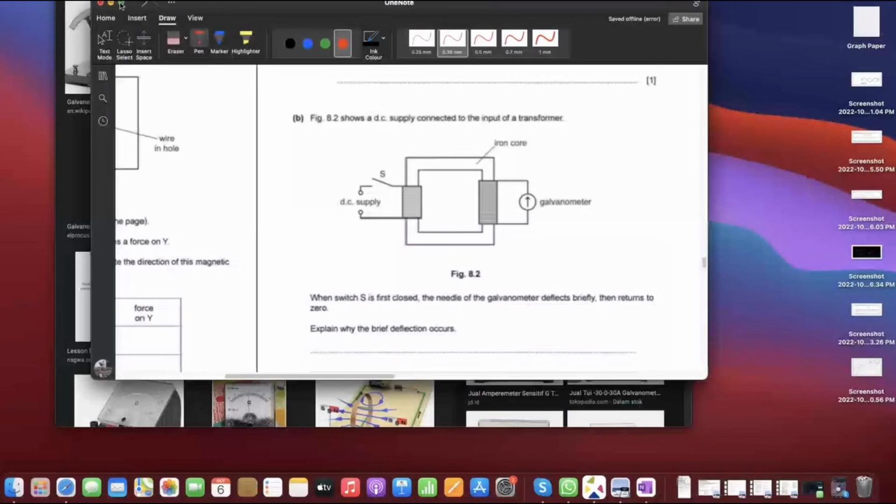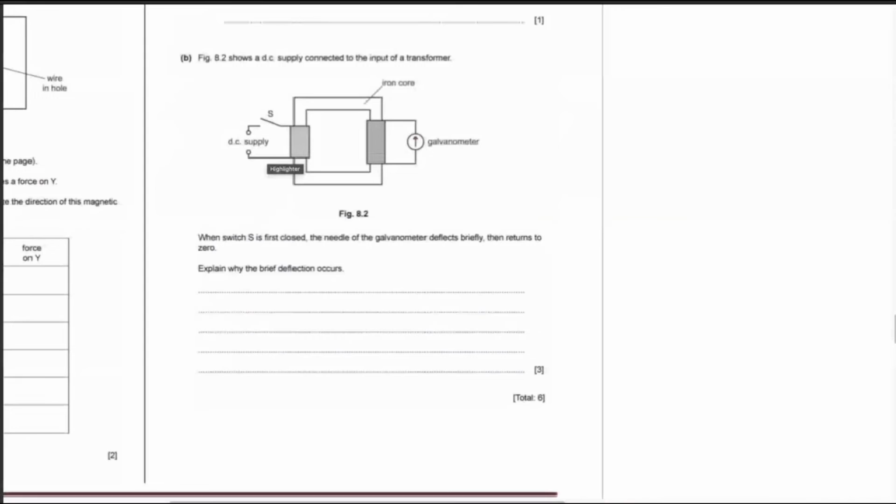That's why the needle is in the middle in the picture here. Okay, so now they say the needle deflects a little bit, then goes back to zero. Explain why the brief deflection occurs. Why does it just deflect a little bit and go back to zero? This one I explained just now in the notes. Now let's see the answer first.